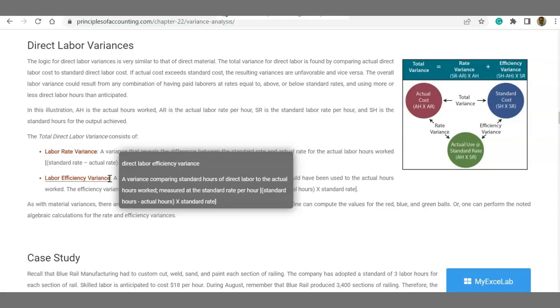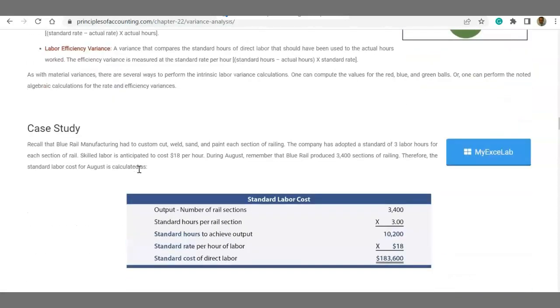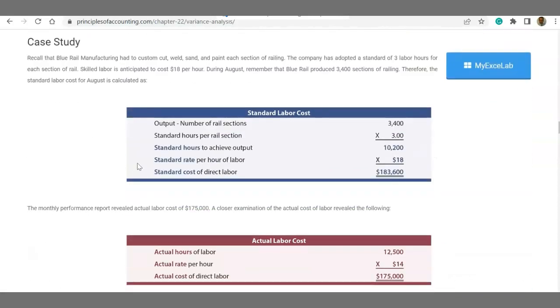So if your workers spend less time to do the job, they are very efficient workers. If they spend more time to do the job, then they need training. They are not efficient.